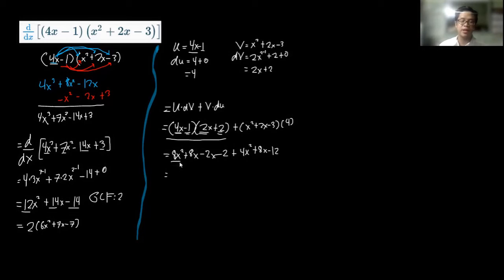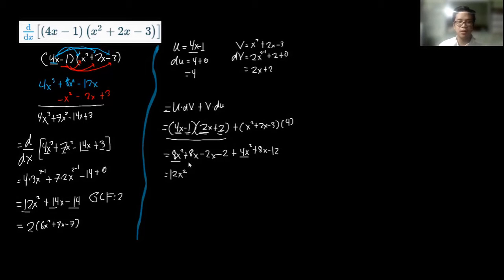Let's start with 8x squared. So 8x squared is similar to your 4x squared, because both of them have a common variable, which is x raised to 2. So let's combine them. This is 8 plus 4, this is 12x squared.